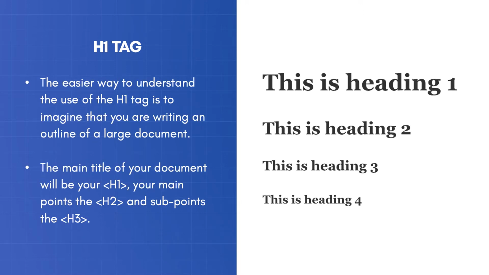The easiest way to understand the use of the H1 tag is to imagine that you are writing an outline of a large document. The main title of your document will be your H1, your main points the H2, and subpoints the H3.